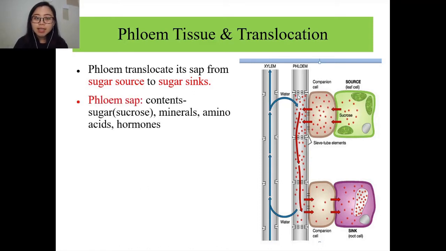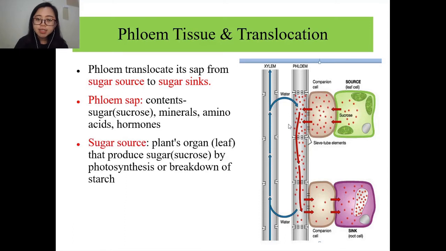Phloem sap is anything that is in the phloem, contents of the phloem. It is mostly sugar, such as sucrose. It can contain minerals, it can contain amino acids, it can contain hormones. Sugar source, usually referring to leaves. It is the plant's organ that produces sugar by photosynthesis or breakdown of starch. In this case, our sugar source is the plant's leaf. Dia akan hasilkan sugar through photosynthesis. So dia adalah sumber, source.